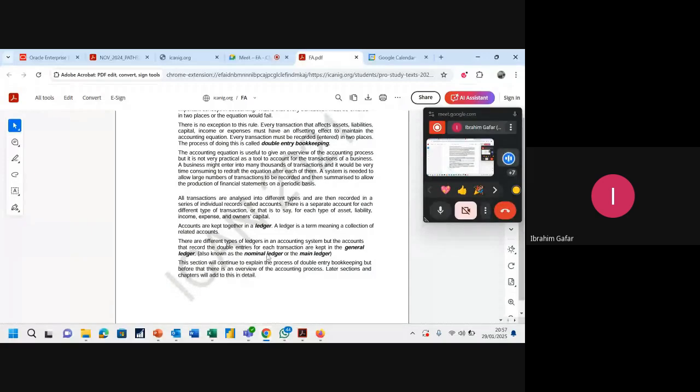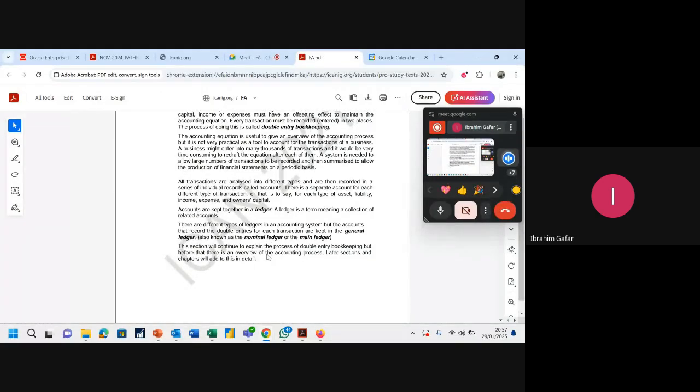So we'll talk about the ledger. We said the T format is where you have the debit entry and the credit entry, as the case may be.